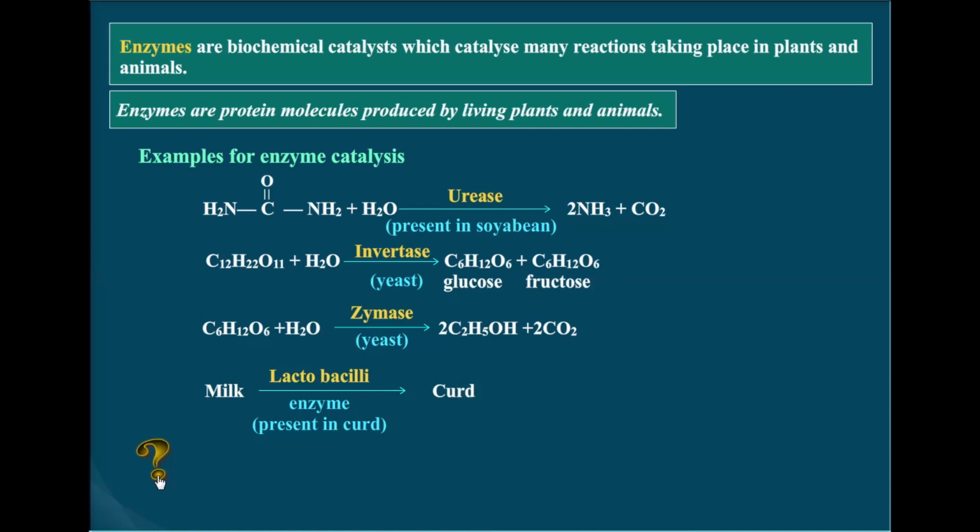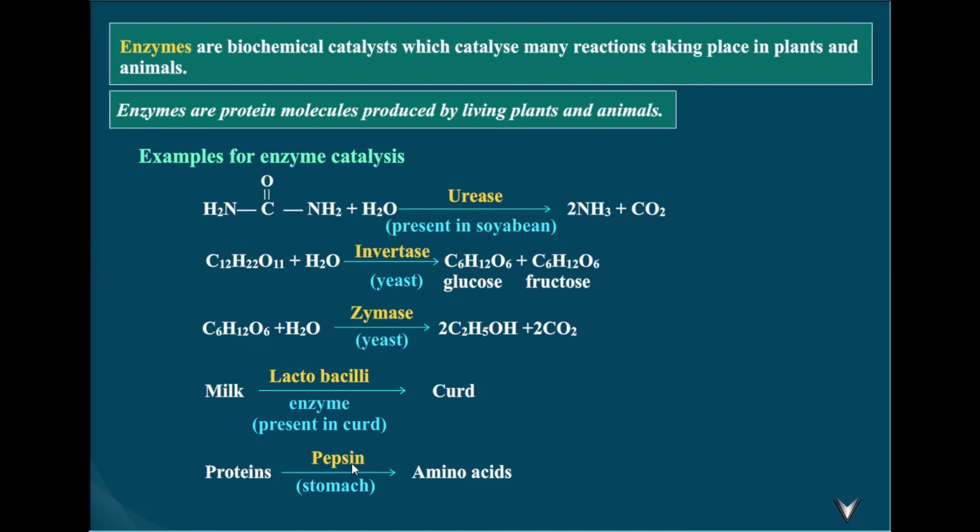Milk to curd: the lactobacilli enzyme present in curd is used. Proteins to amino acids: the enzyme used is pepsin. That is, in the stomach, pepsin enzyme converts proteins into peptides, while in the intestine, the pancreatic trypsin converts proteins into amino acids by hydrolysis.